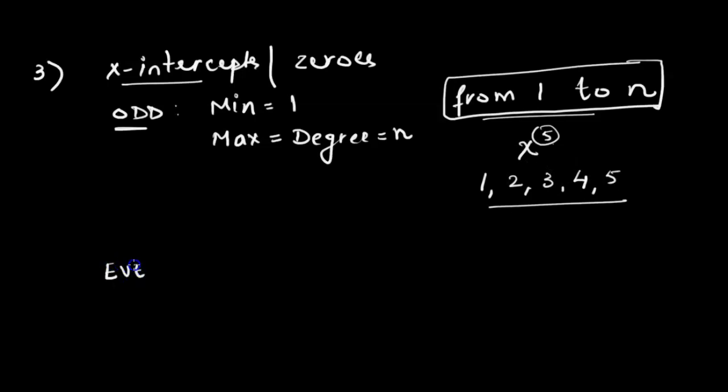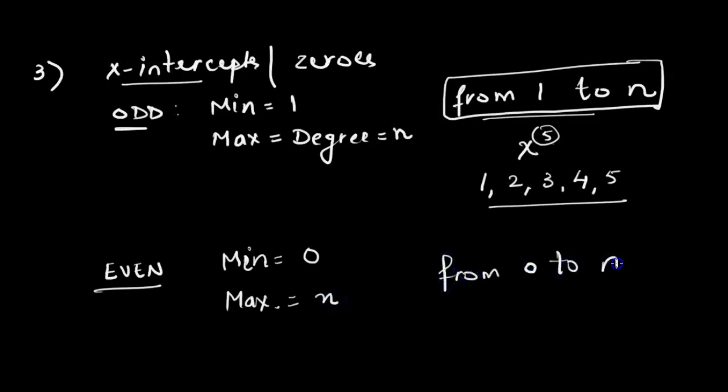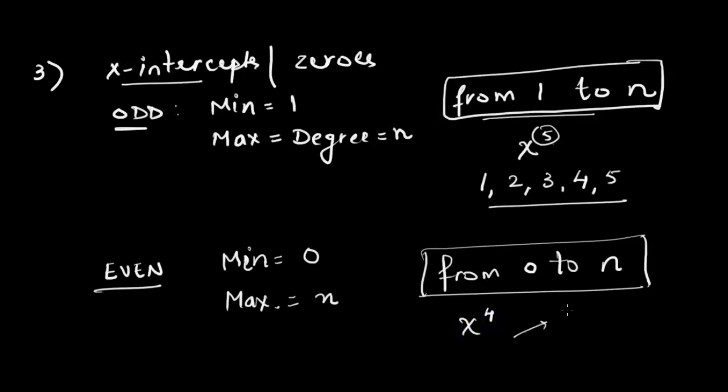Whereas for even functions, the minimum x-intercept that can be seen is 0. Maximum x-intercepts for any given function is always equal to the degree. So the general conclusion is from 0 to n. This means if a function is degree 4, it can contain 0 x-intercepts, 1 x-intercept, 2 x-intercepts, 3 x-intercepts, or 4 x-intercepts. Now, which of these numbers is applicable? That depends upon a specific question. These are all general conclusions.